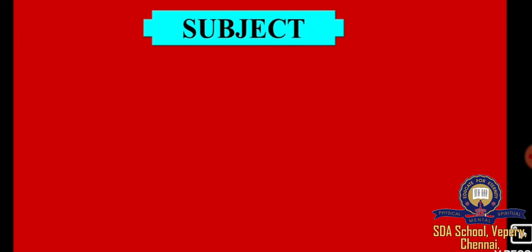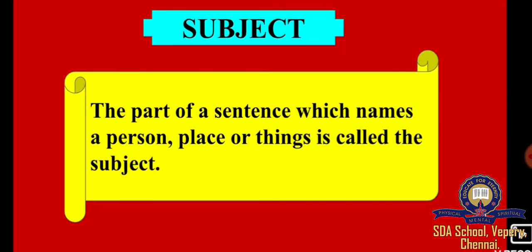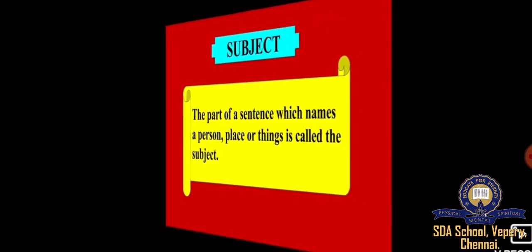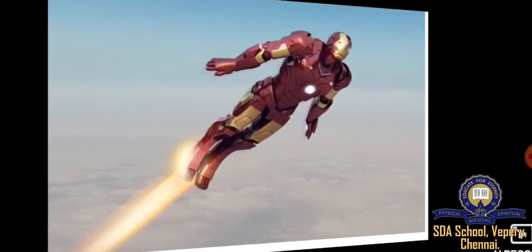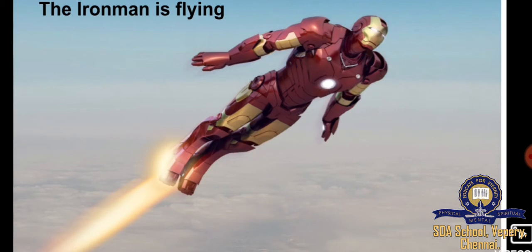Now let's see what is a subject. The part of a sentence which names a person, place or thing is called the subject. I repeat, the part of a sentence which names a person, place or thing is called the subject. Example, the Iron Man is flying.